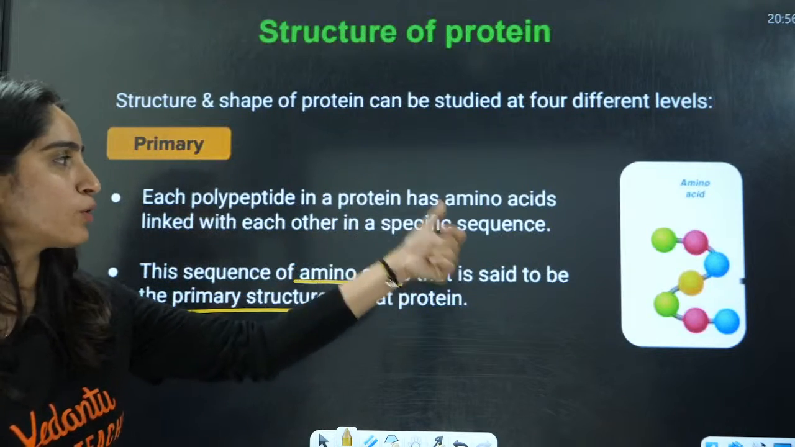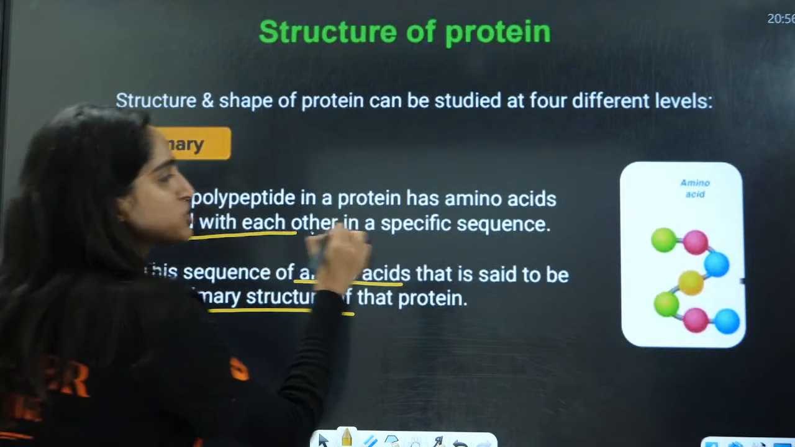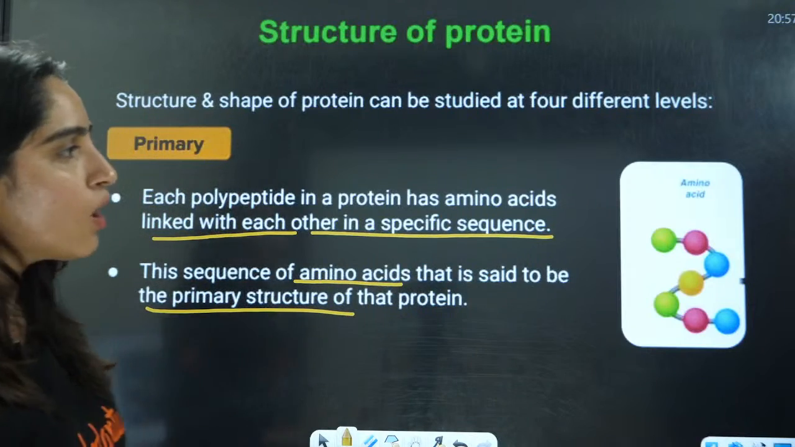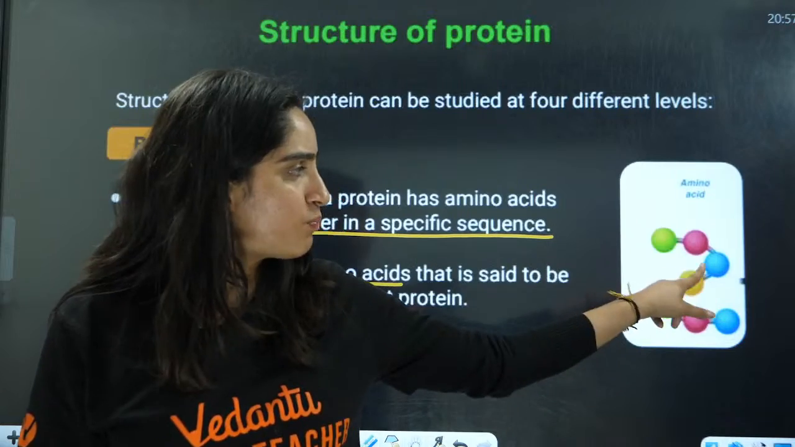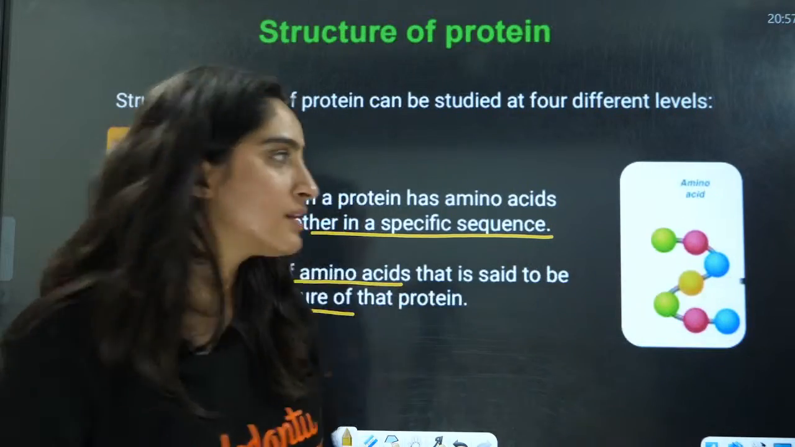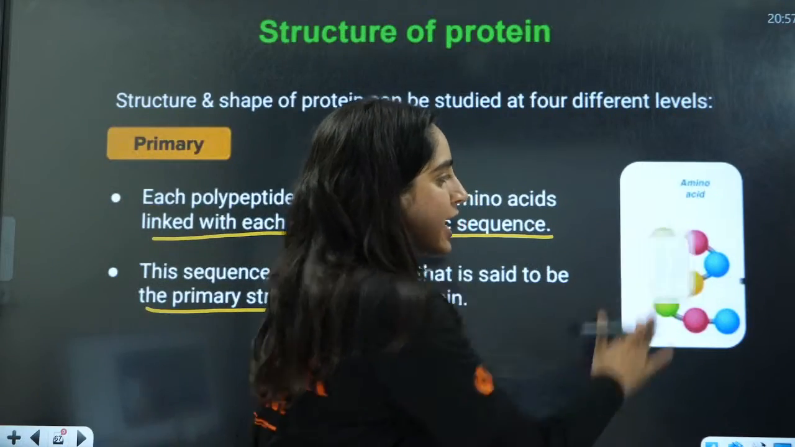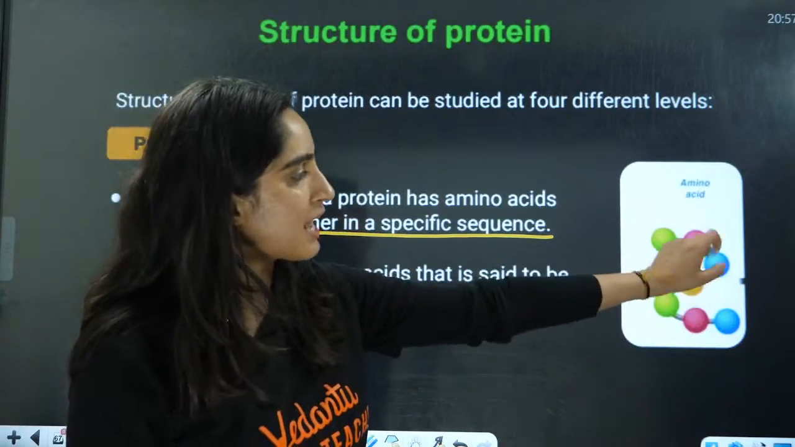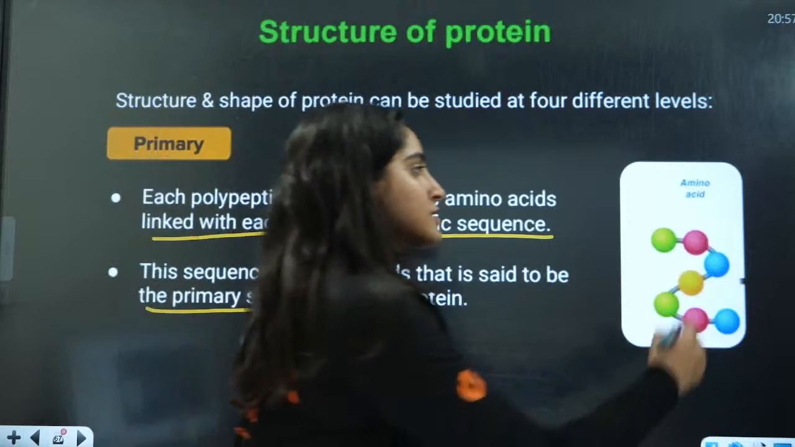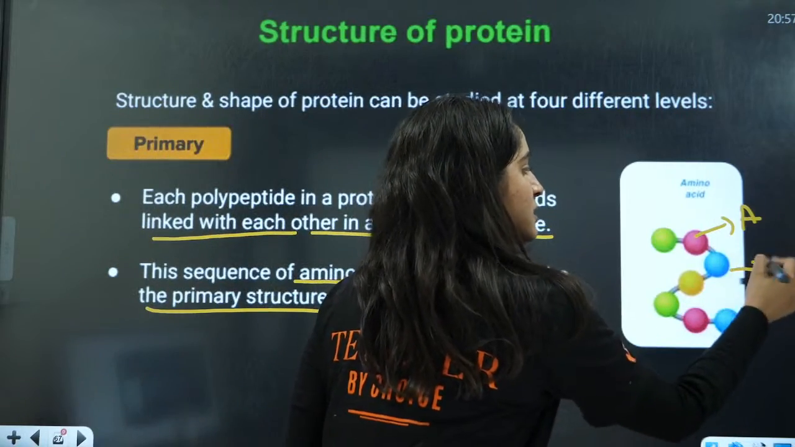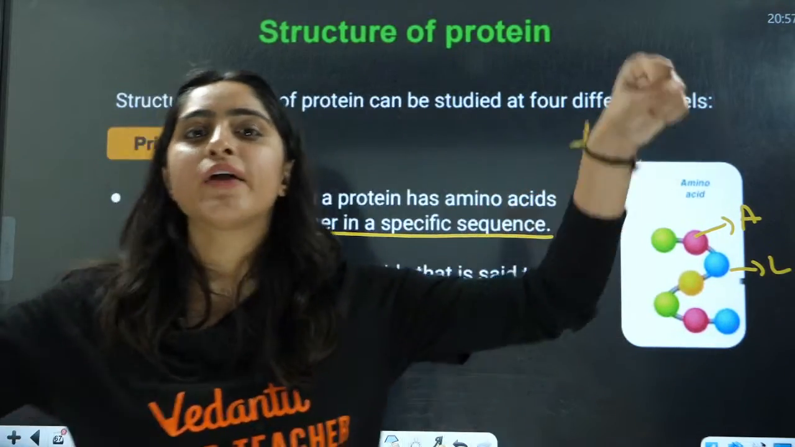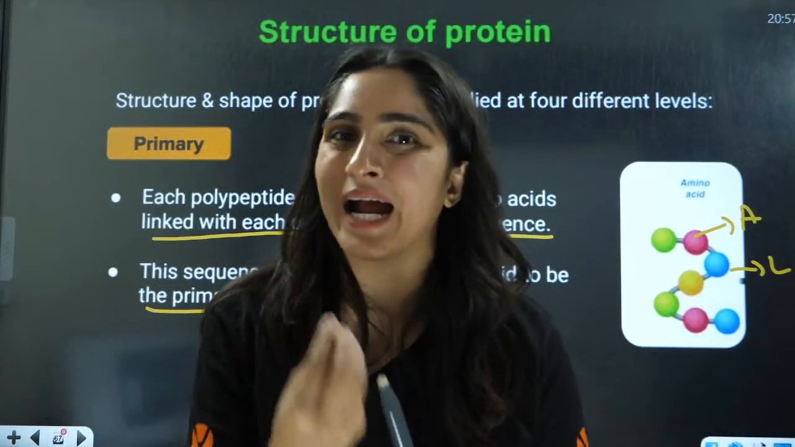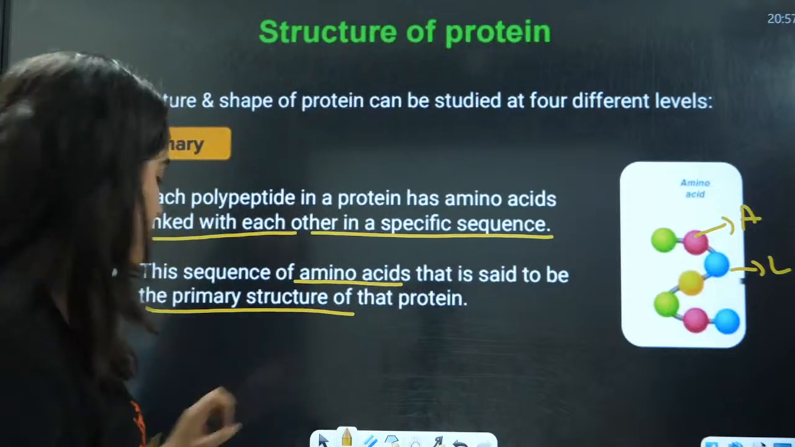Each polypeptide in a protein has amino acids linked with each other in a specific sequence. Now, what are these red, green, blue? They are different amino acids here. For example, this is alanine, this is lysine. So all these different amino acids are linked together by peptide bonds, and that is the primary structure.